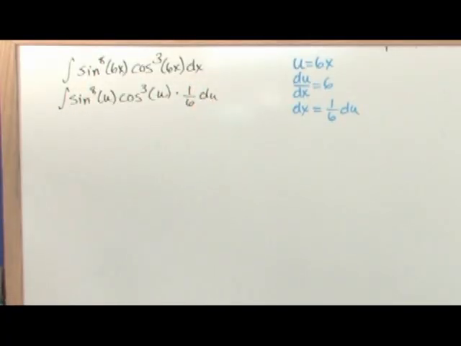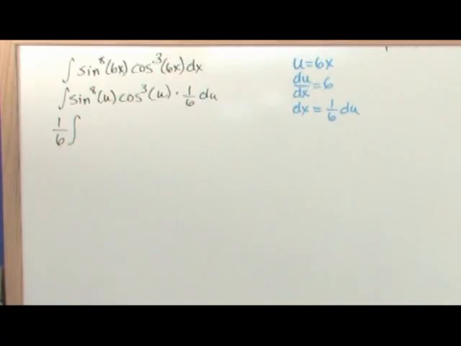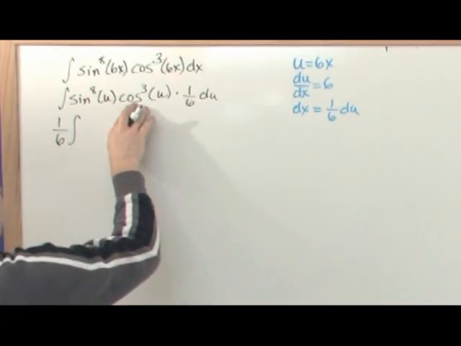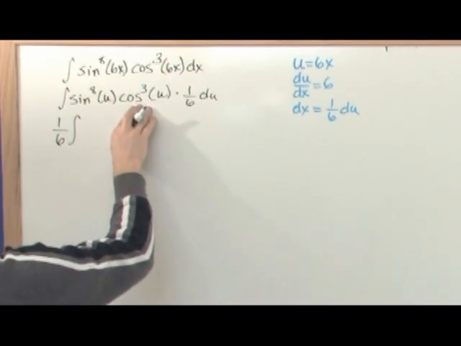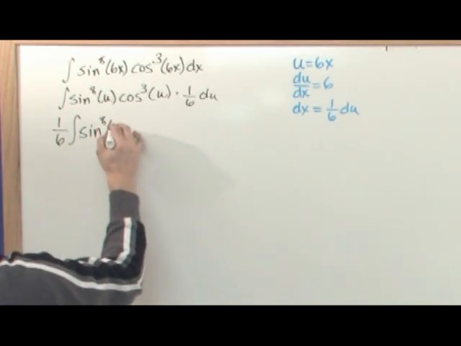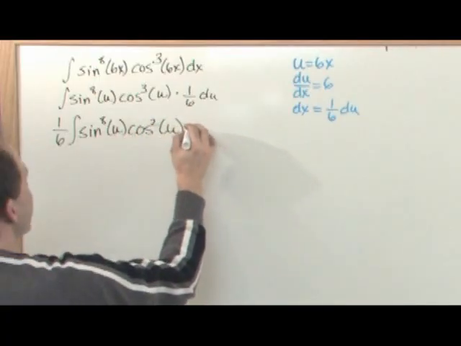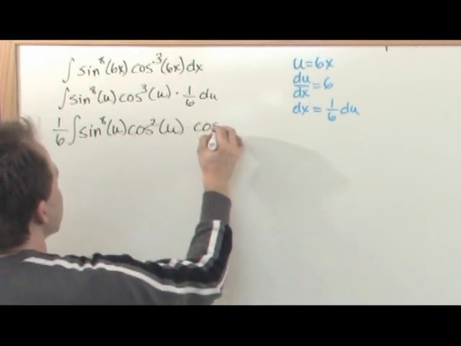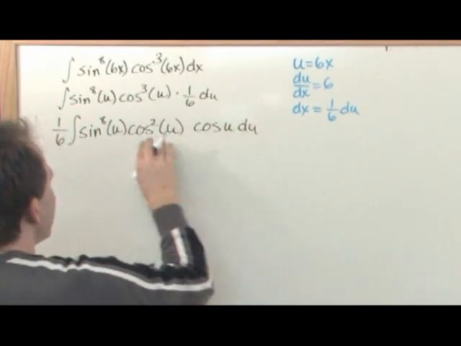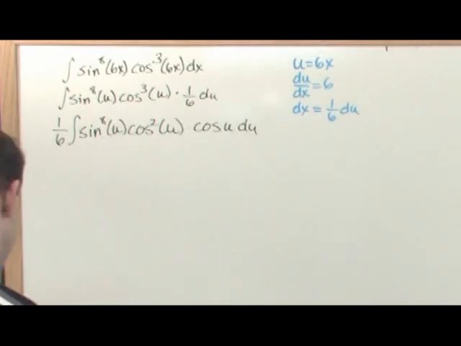So now I'm going to pull out the 1/6, and for the integral I have left over, I'm going to do what I did in the last section. I have an odd power in cosine here, so I'm going to factor one of those out. So I'm going to have sine to the 8th power of u, cosine squared of u, and I'm going to factor one out, so I'm going to have another cosine of u du. All I did was split this cosine cubed up into two little terms, cosine squared and cosine.